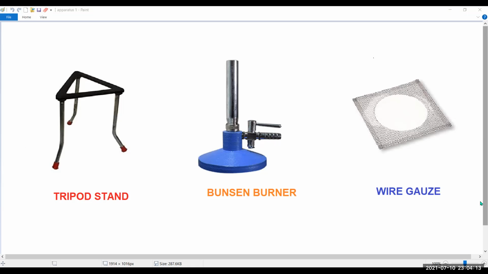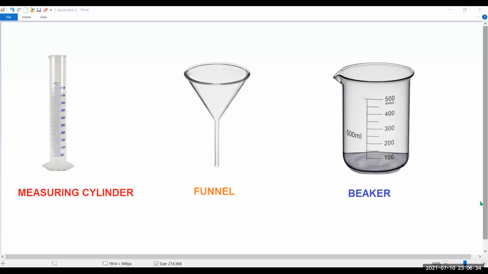And a wire gauze is a net-like mesh of interconnected strands of wire. It may also have a white ceramic circle imprinted on it. A wire gauze helps to spread out heat evenly. An object placed over a wire gauze receives a more uniform heat from the burner.